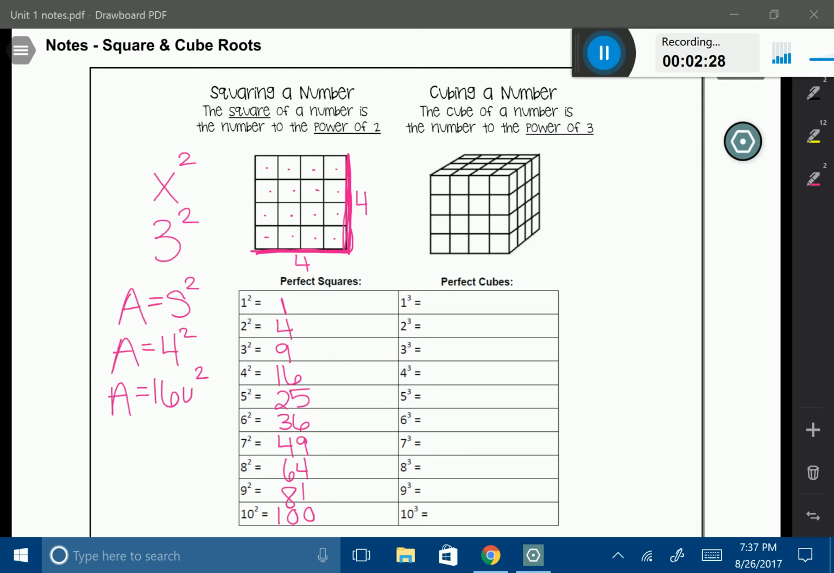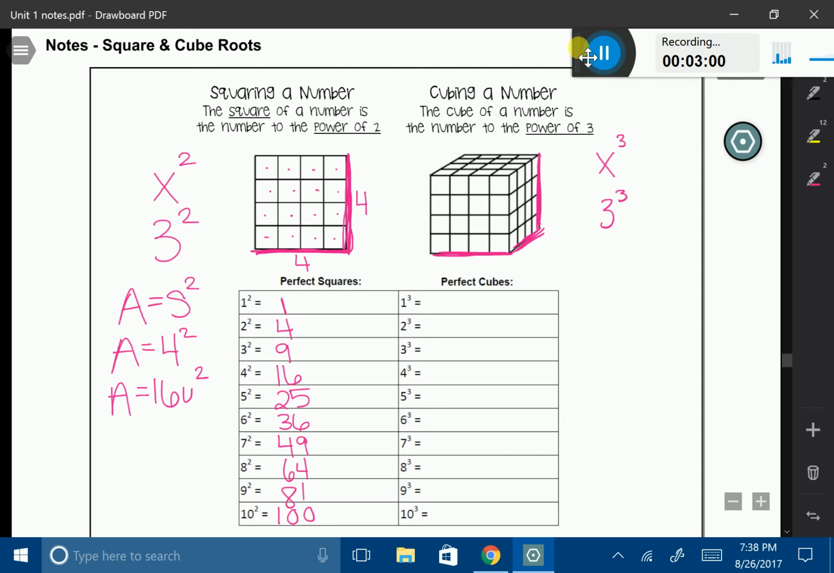The cube of a number is the number to the 3rd power. Now if we were to write it, it would be something like x cubed or 3 cubed. And where we get the idea of cubing is now we're actually looking at 3 dimensions. So we have this, we'll call it a length, we'll call this a width, and we'll call this a height. So instead of multiplying 2 dimensions together, like we did previously, we're actually going to multiply 3 dimensions together. And that's where we're getting the 3.